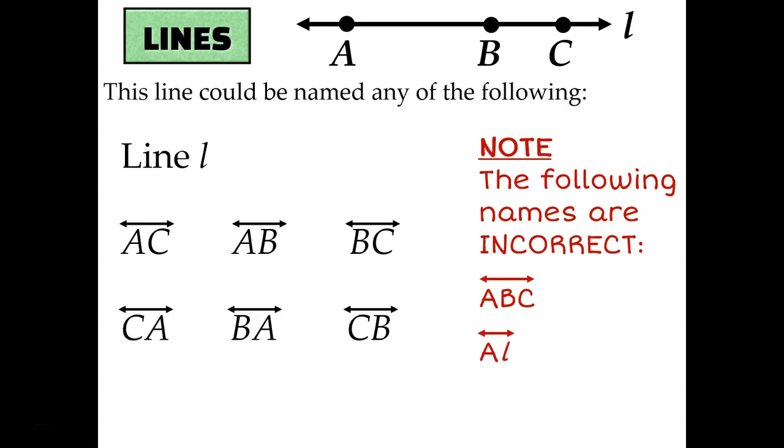AL is another example of an incorrect name, because it combines the 2 different naming conventions. Either pick 2 points on the line, A, B, or C in this case, or use the lowercase cursive letter and call it just plain old line L. You cannot combine both points and the lowercase cursive letter into one name. That would be incorrect. And another example of an incorrect name would be AC with a segment on top. Notice that the symbol that I put on top of those 2 letters doesn't have arrows. That doesn't match the kind of figure that we have drawn, and therefore it would be incorrect. The line above the letters has to have arrows.